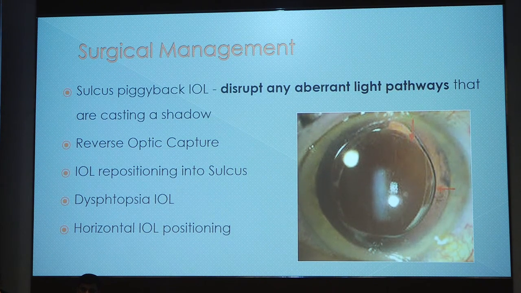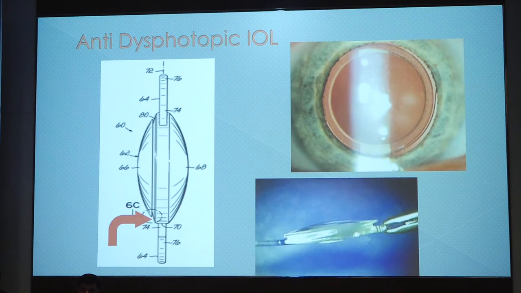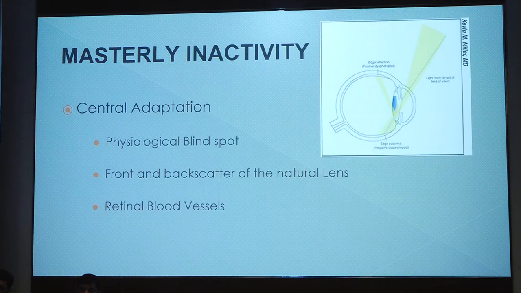A dysphotopsia IOL has also been described, wherein the edge of the capsule then sits in a small ledge in the anterior surface of the IOL. If this is occupied, according to Masket, the dysphotopsia comes down. But the best way is masterly inactivity. Do nothing. There is central adaptation.